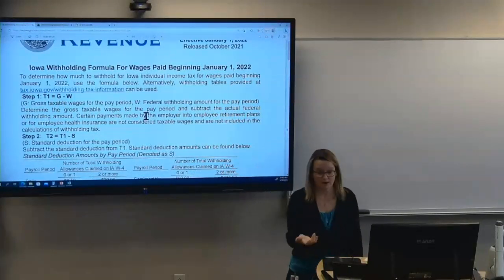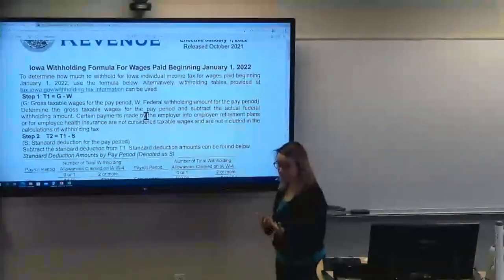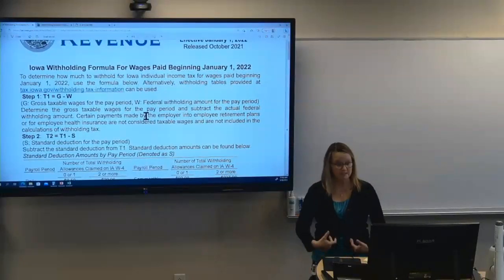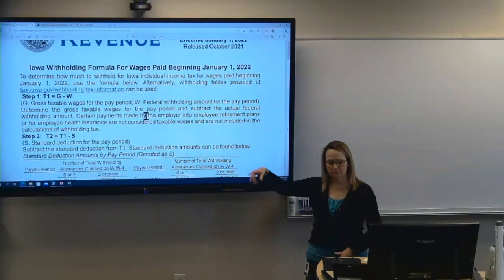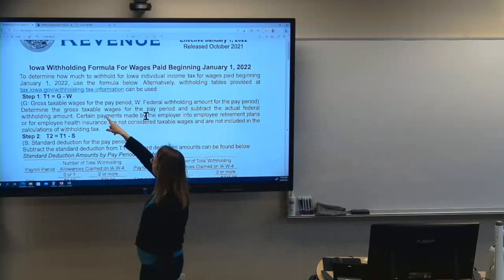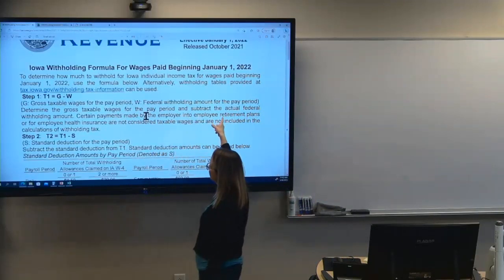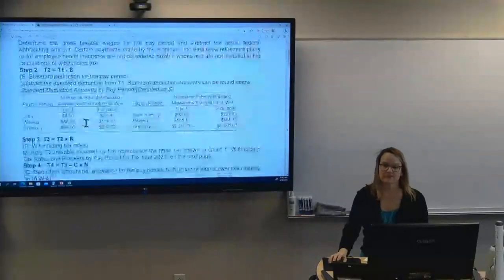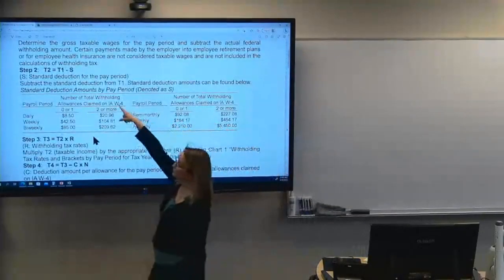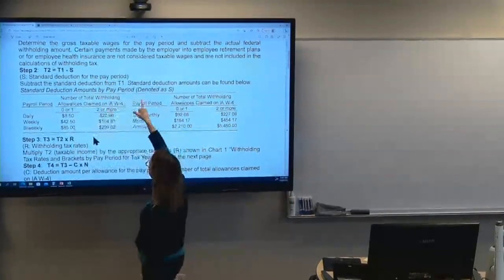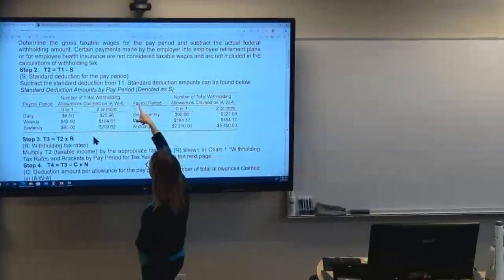So you do get a deduction for how much you're paying in federal taxes. That's because, if you look at your Iowa tax return, federal income taxes paid are deductible at the Iowa level. So they're taking that into account when they're calculating the withholding. So this is just your taxable wages minus the federal withholding. Next step, you're going to take T1, which is the result from the first step, minus S. What's S? S is the standard deduction for the pay period.